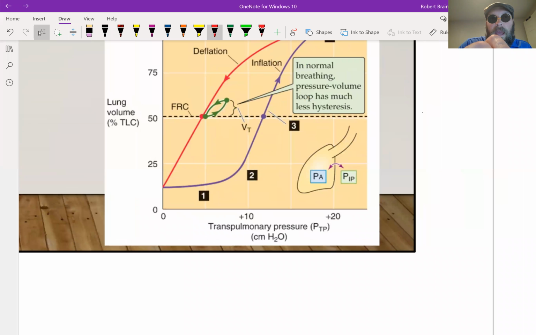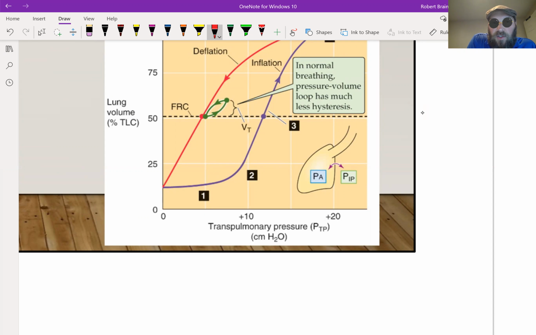So say, for instance, we have a collapsed lung, okay? In our collapsed lung, the transpulmonary pressure is essentially going to be zero, right? A pneumothorax where the TP, the transpulmonary pressure, is zero. Because what is transpulmonary pressure? It's the alveolar pressure minus the intrapleural pressure, right? And we get a pneumothorax when the intrapleural pressure equals the alveolar pressure. Therefore, the transpulmonary pressure would be zero.